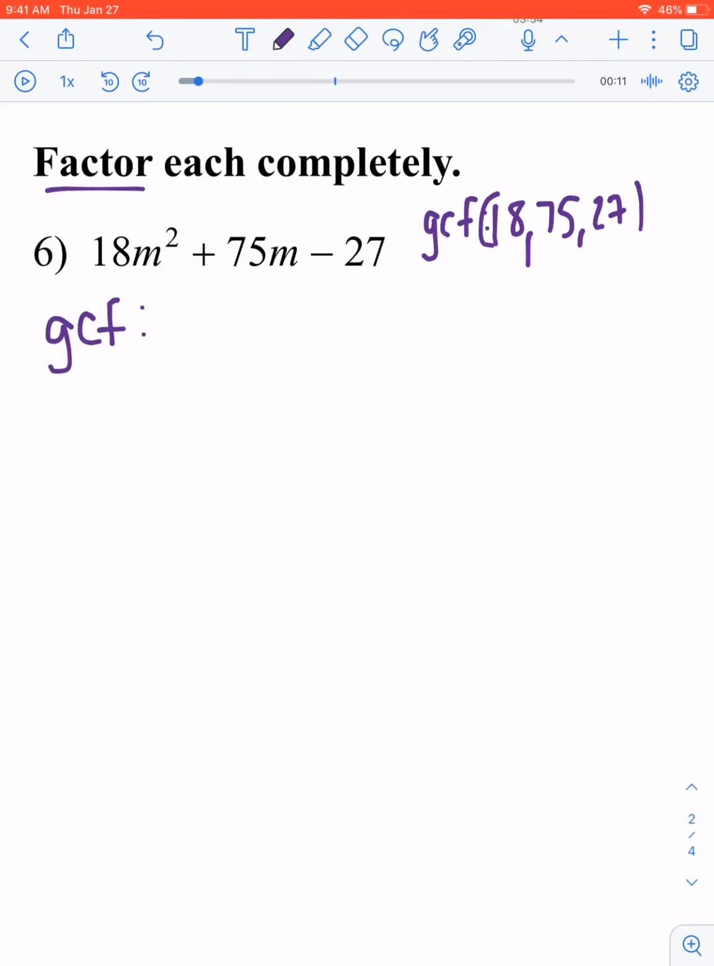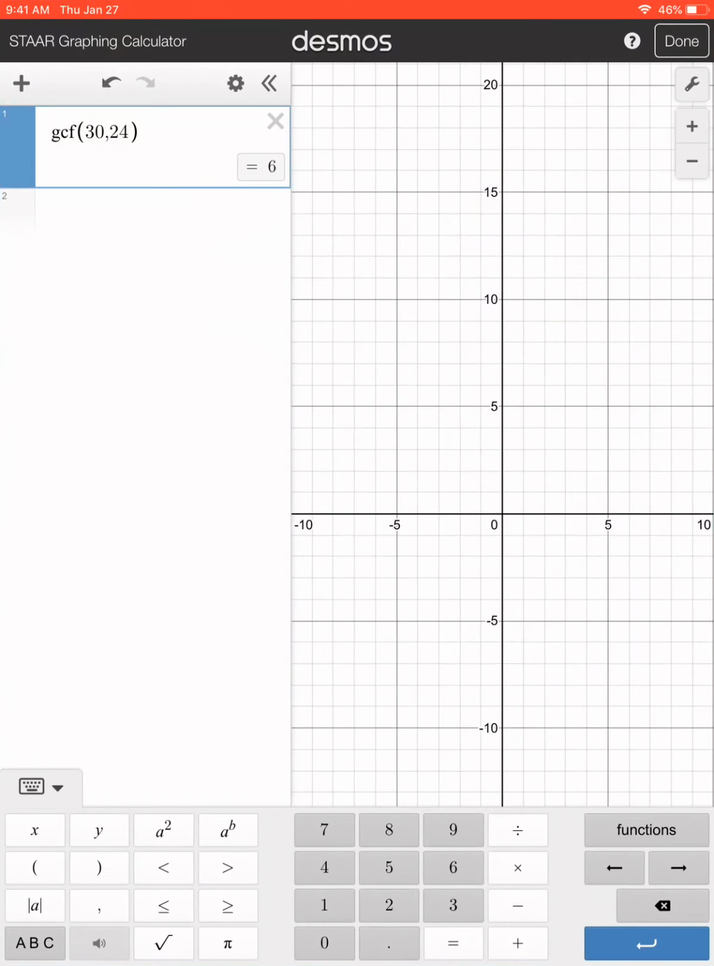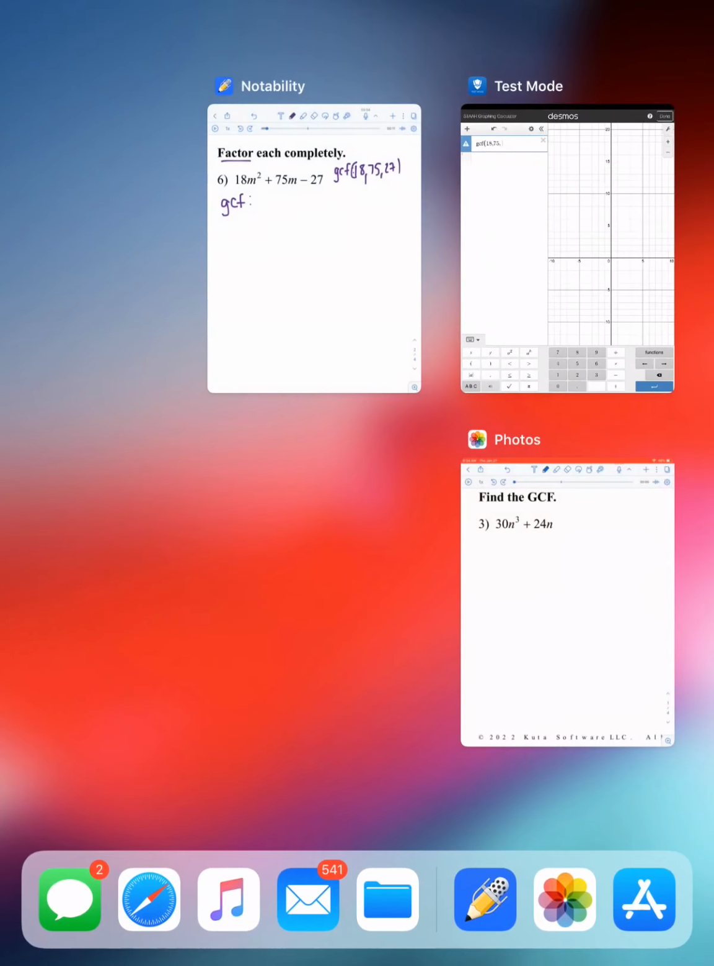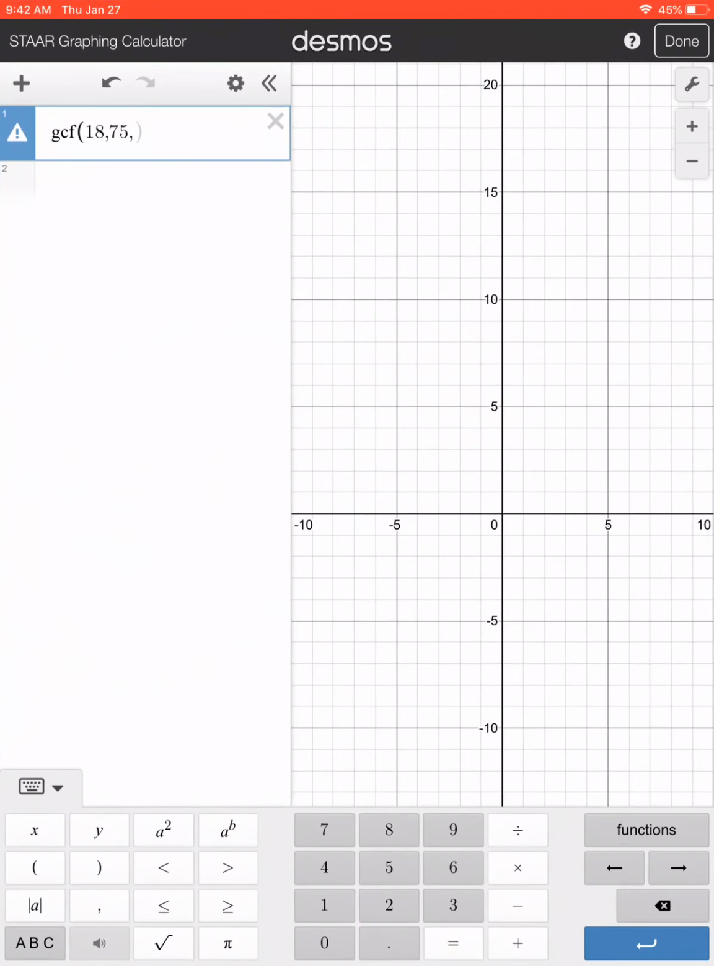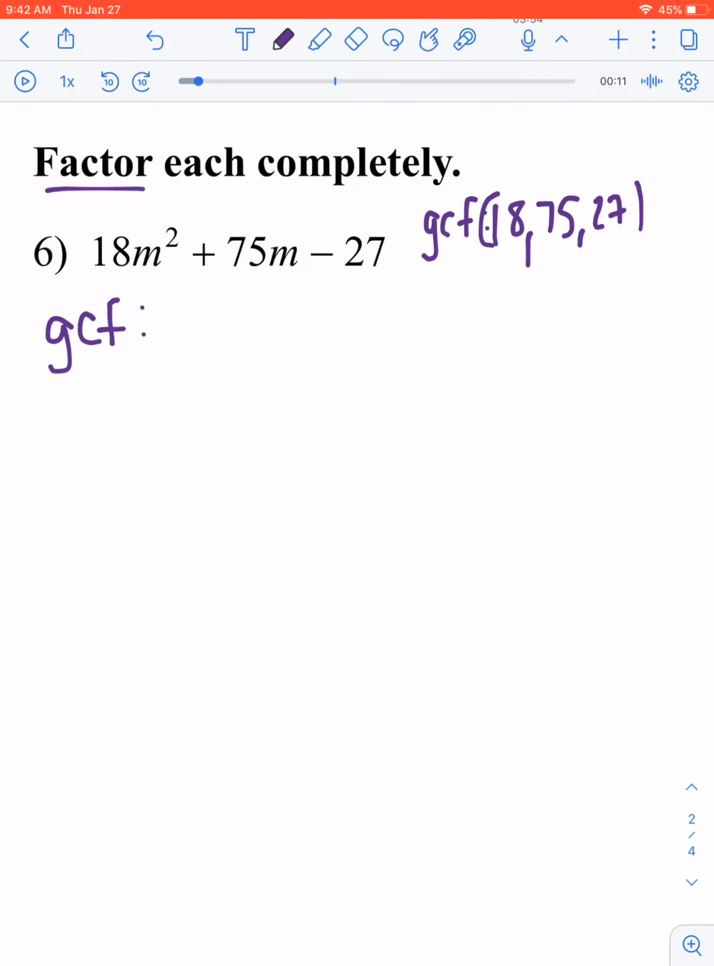So let's go ahead and enter that into Desmos. Oh, wrong one. GCF, now I forgot the numbers, but we're going to try to remember it. 18, comma, 75, comma, and 27. And I get 3. Alright. So my GCF is 3 here.